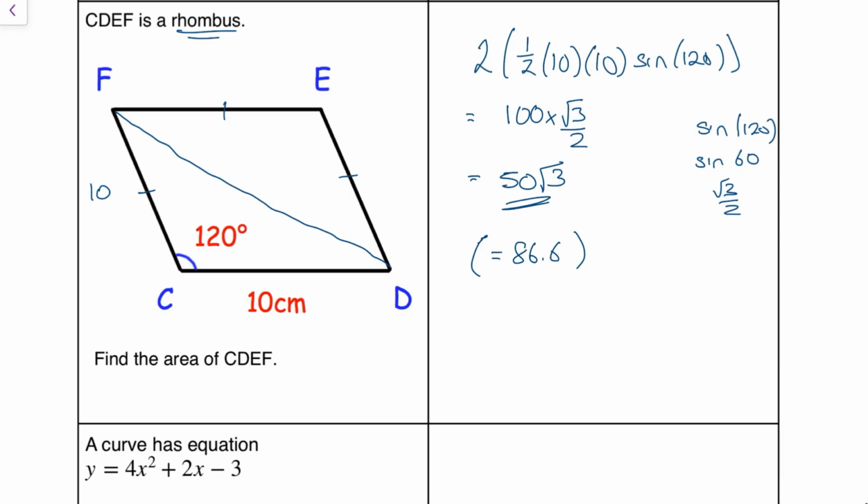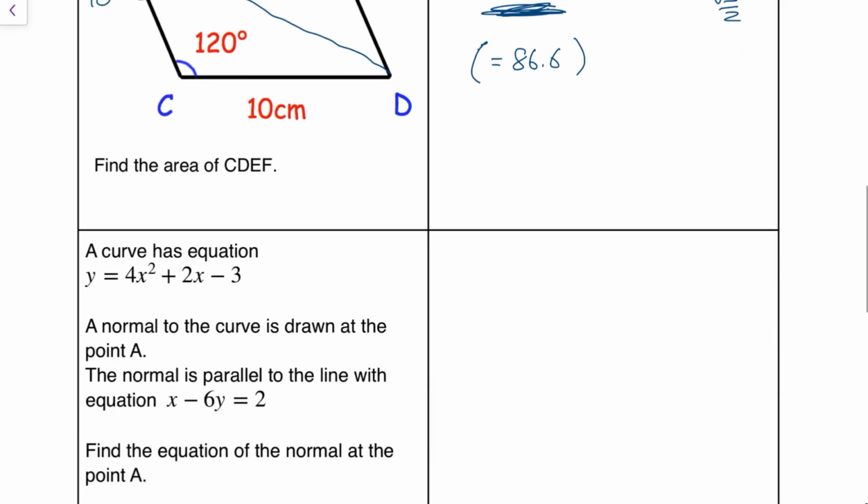However, if it says leave it in exact form, and of course it doesn't say anything in this question at all, then you must leave it like this without writing the bit underneath, because otherwise you're showing you don't know what exact form is. So read the question, do what the question wants. If the question doesn't say anything, either of those two answers will be fine.